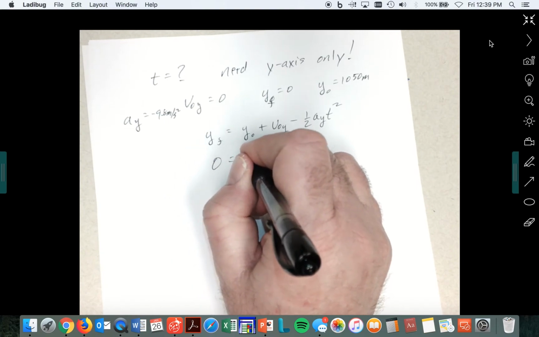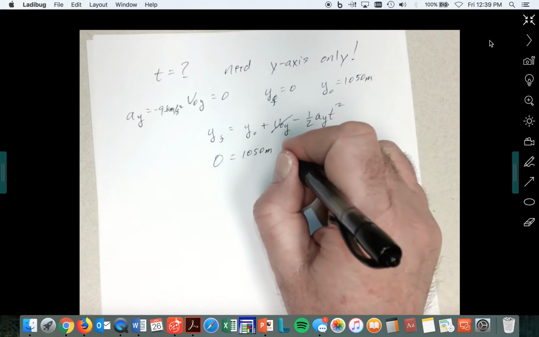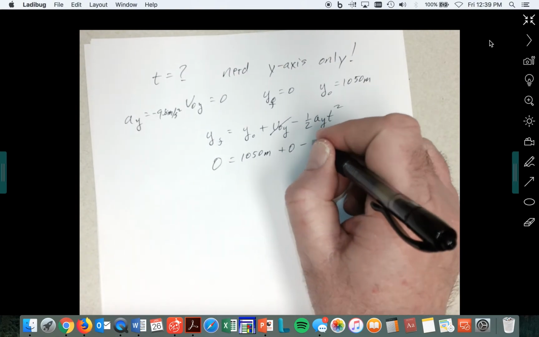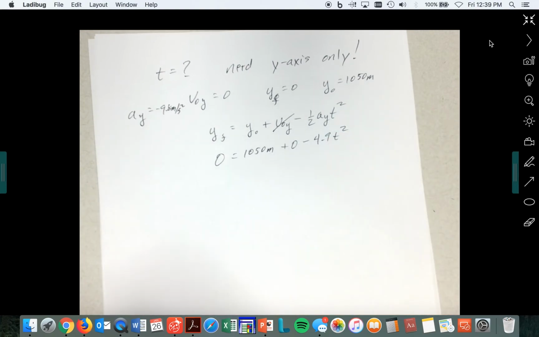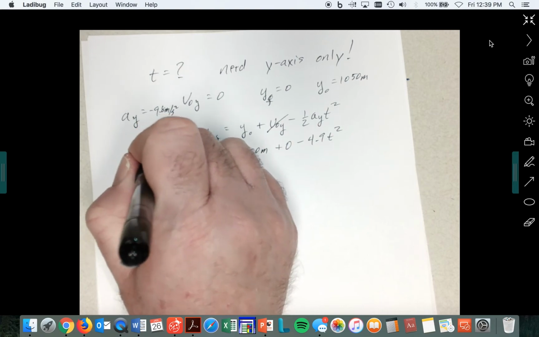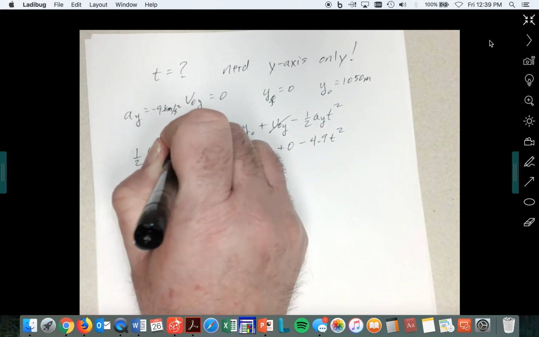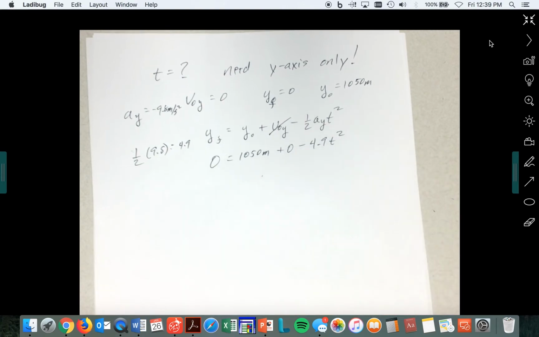0 is equal to 1,050 meters plus 0 minus 4.9 t squared. Now, where did we get the 4.9? Because I took 1/2 times 9.8, and that gives me 4.9. All right? So I've already taken care of the minus. Now, this becomes a pretty easy problem to solve, right?